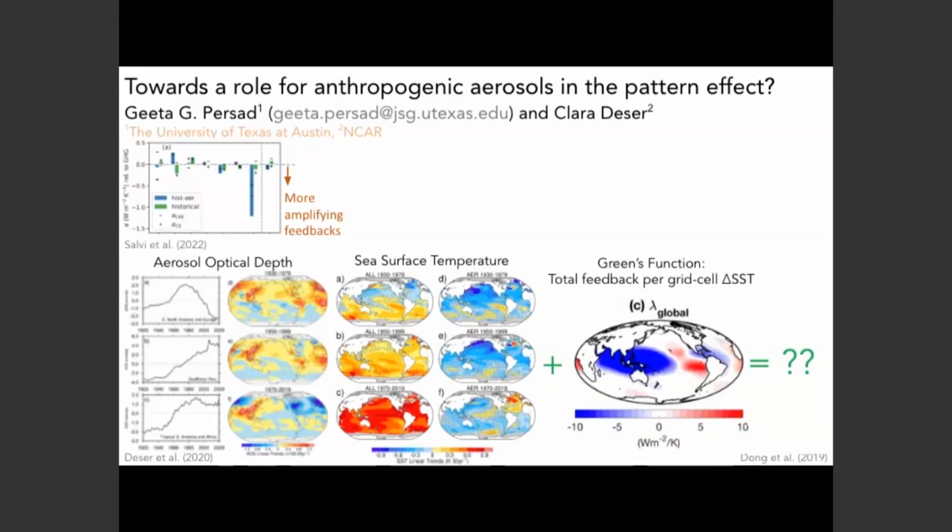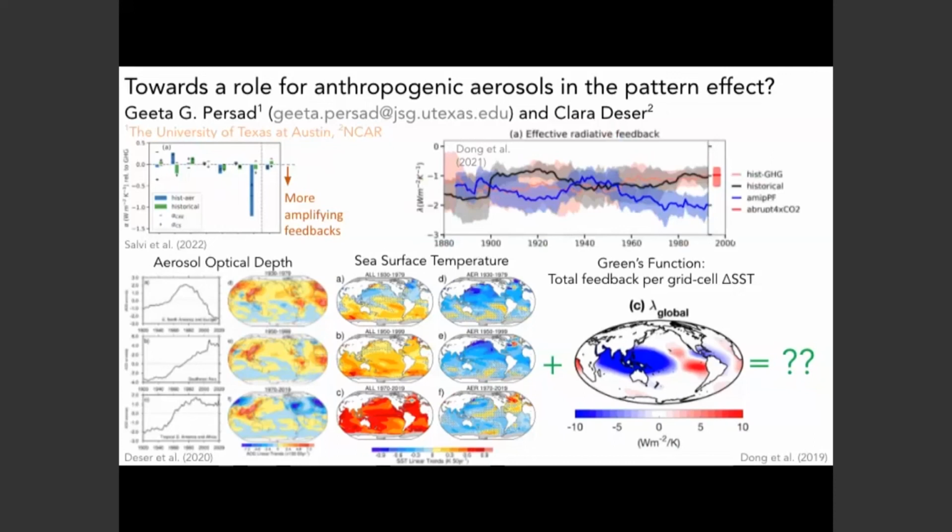So when we combine the time evolving spatial pattern of aerosol-driven SST change with the Green's functions we've been discussing, how much of the historical time evolution in the feedback parameter can we explain? Next. So if we look at the historical evolution of the radiative feedback parameter shown here, for example, from Dong et al. 2021, for the historical coupled simulations in black and for the AMIP observed SST runs in blue.